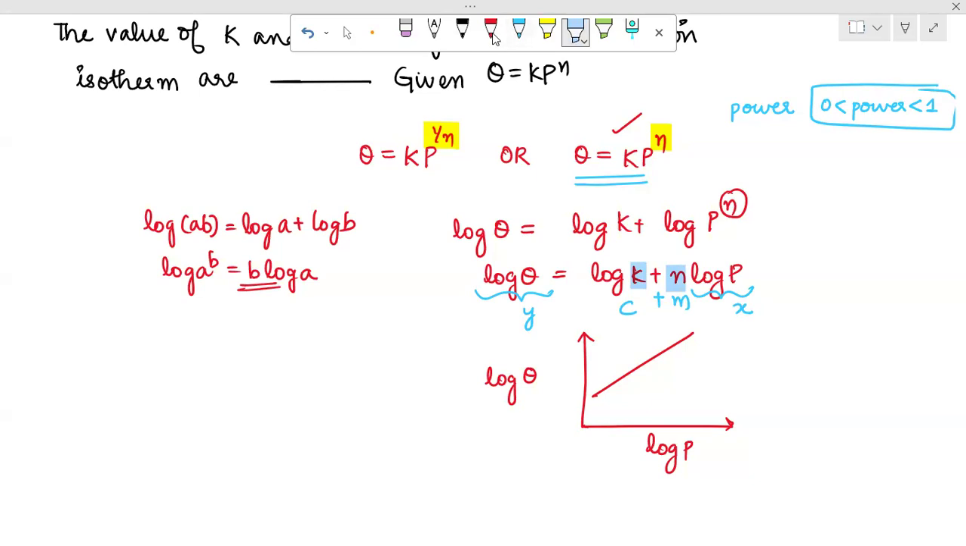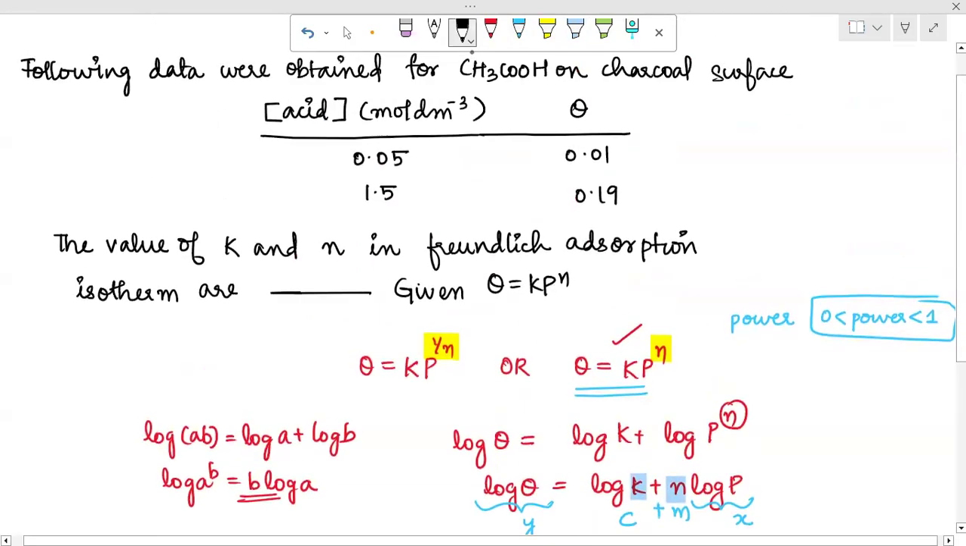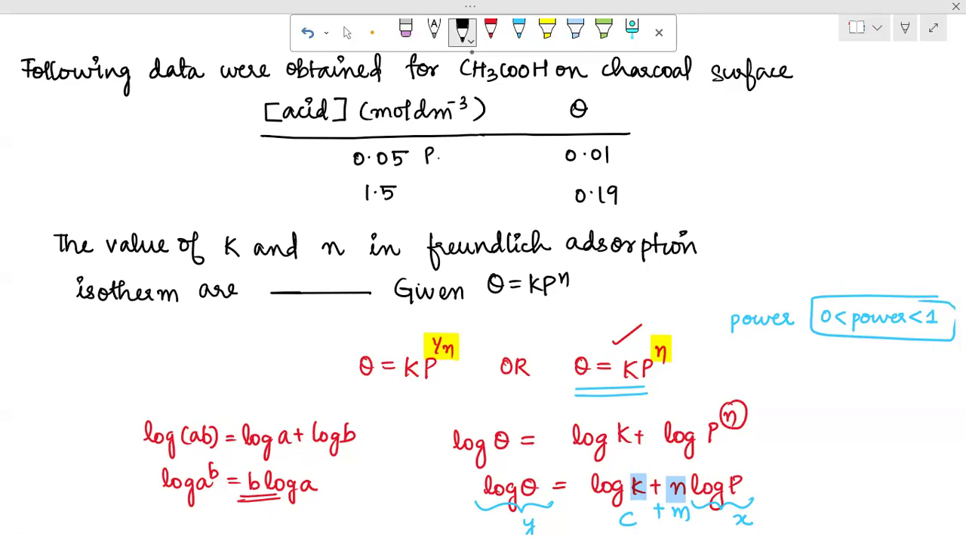Now how to find the slope of any line? The slope of any line is y2 minus y1 divided by x2 minus x1. Now see the theta and the concentration value. Instead of pressure, what they have given is in concentration terms. That's fine, both are the same. And the concentration at two different instances are also given. So we can take this one as P1, this as theta1, this is P2, and this one as theta2.